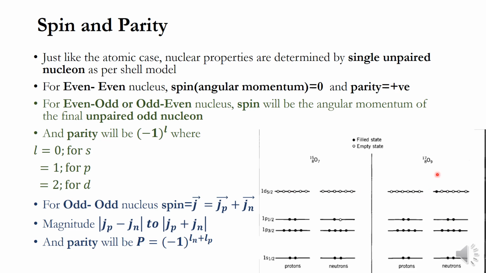So the spin is 5/2, and its parity will be (-1)^L where d corresponds to 2, so (-1)^2 means plus, so the parity will be positive. The spin is 5/2 and the parity is positive, and this is again experimentally verified. So for most of the nuclei, the parity and spin can be predicted using this method. This is one of the great successes of the shell model.